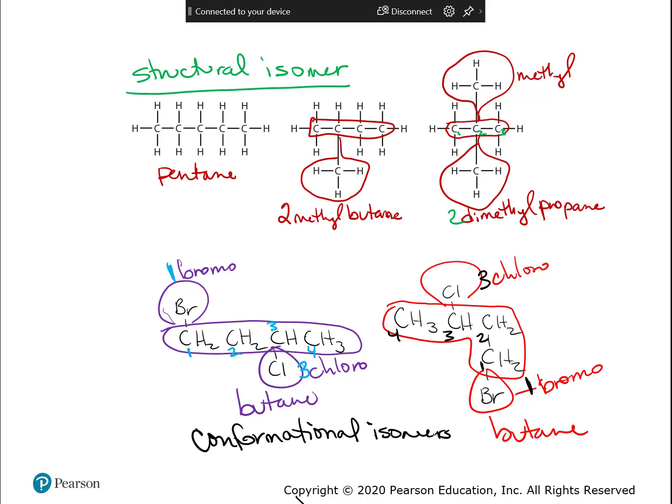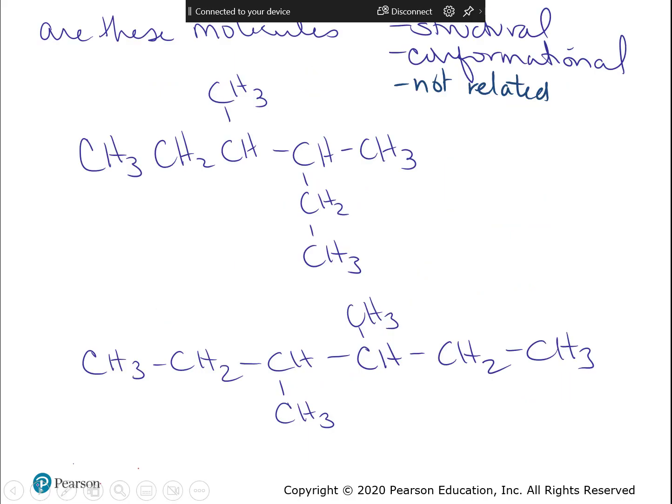Sometimes they're easier to pick out. Sometimes you can just look at them and say, yeah, those are exactly the same. Sometimes you really do have to name them because it's hard to pick them apart. Okay, so we'll do one more.